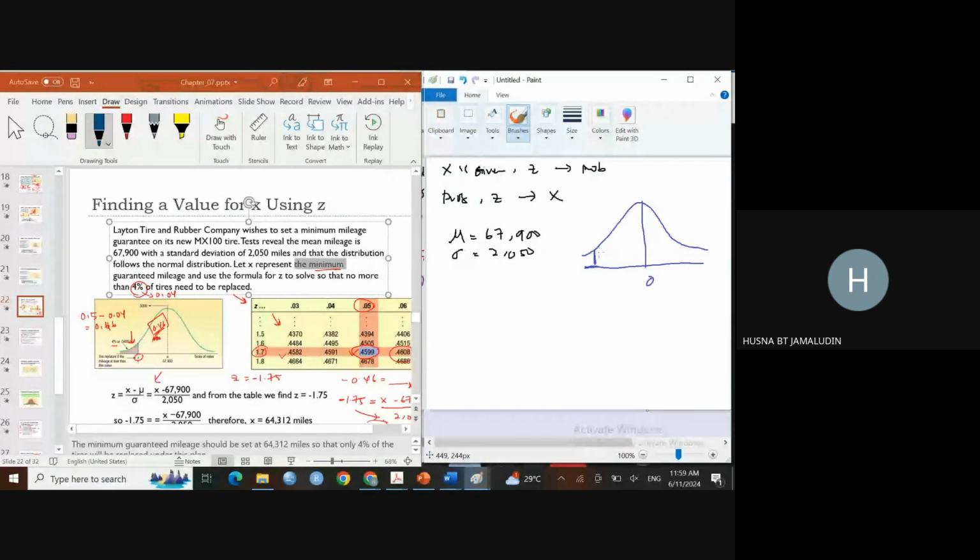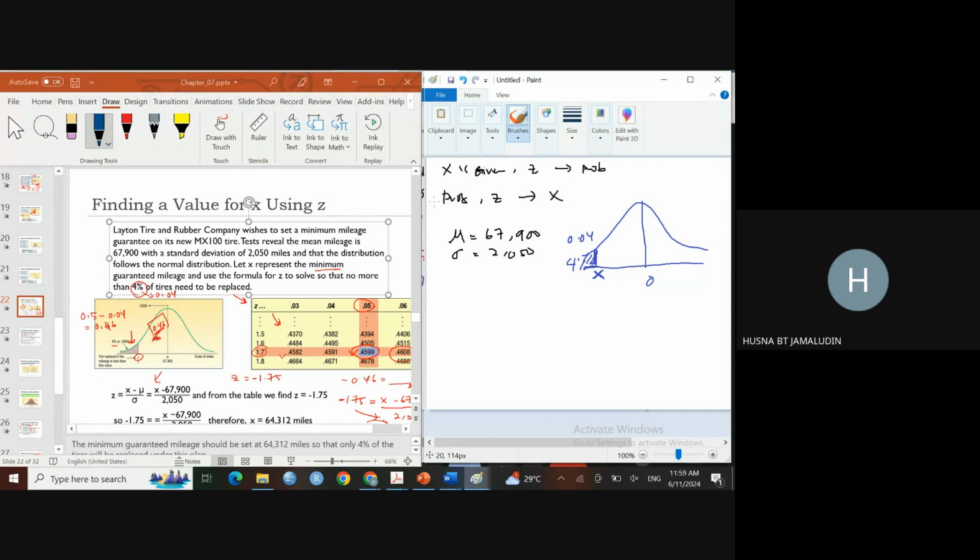What is the minimum value? It says 4%. They want to make sure that not more than 4% of the tires need to be replaced. Since this is a probability, just change the 4% into a decimal number, so 0.04. The number of tires to be replaced should not be more than 4%, so this is actually your x. If many tires need to be replaced, they will have bankruptcy, so they want it to be as small as possible. Now you know this is the minimum and you want to find the value of x.